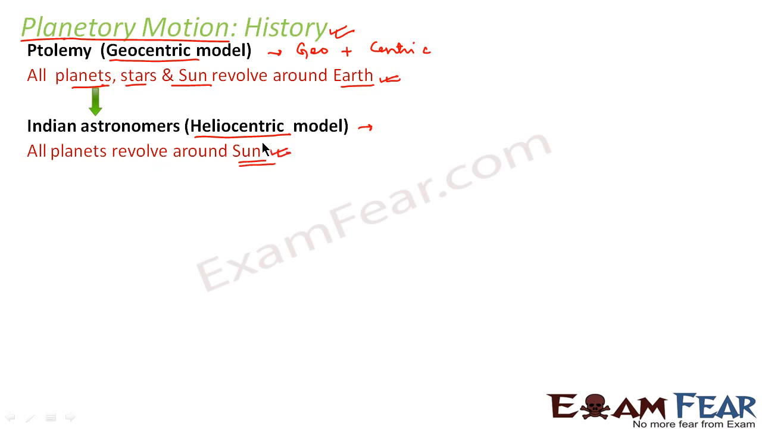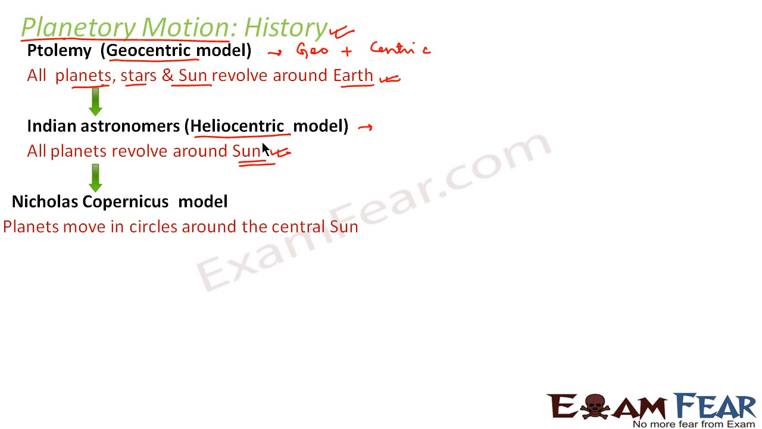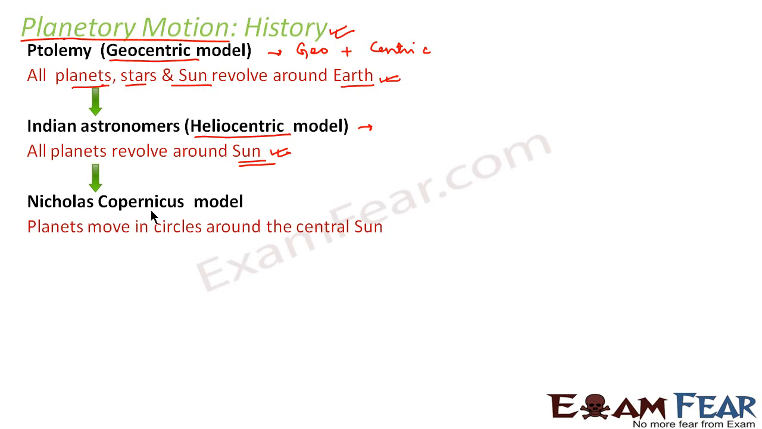Even after that, developments took place and a model came, that is the Nicolaus Copernicus model. It was named after the scientist Copernicus who studied it, and he told that planets move in circles around the central sun. That means he not only told that planets revolve around the sun, he also told that planets revolved in circular orbits around the sun.